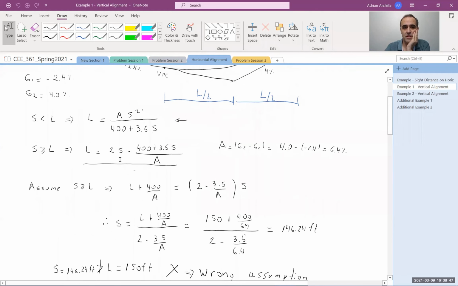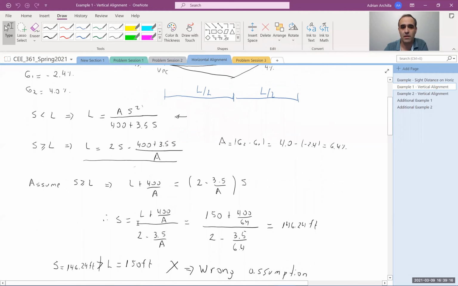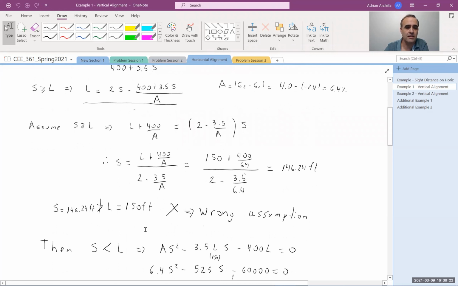Then I solved from this equation for S, and it gave me a value of 146.24 feet. That's the sight distance that this 150 feet vertical curve is going to provide, for the conditions which the standard provides: 2 feet for the height of the headlights and 1 degree for the angle of divergence of the light. So for those conditions, this curve will provide 146.24 feet.